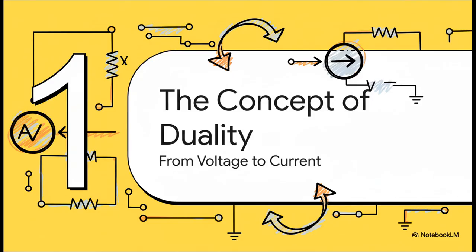So let's talk about this concept of duality. What does that really mean for us? Well, it's pretty simple. It just means that for any linear circuit, we can simplify it in two completely interchangeable ways. We're just swapping our perspective, from thinking about voltage sources to thinking about current sources.